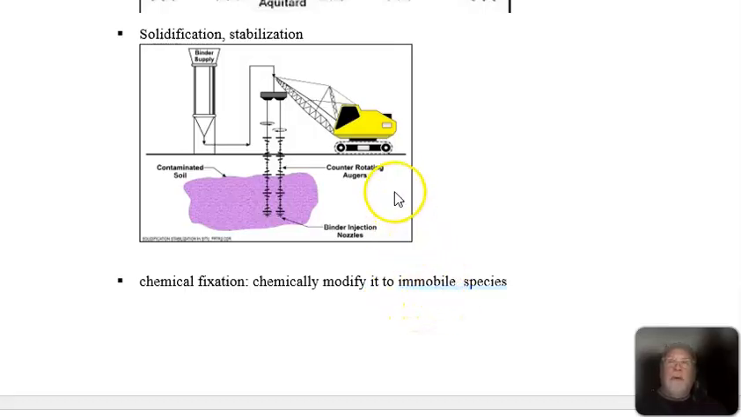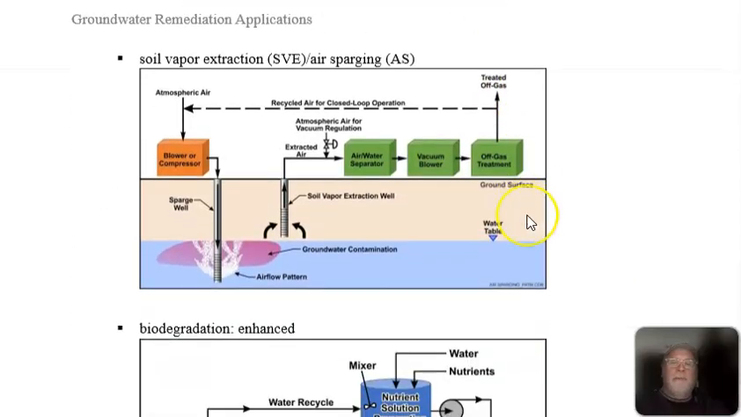For example, chromium plus 6 is toxic and mobile. Chromium plus 3 oxidation form is non-toxic and immobile. Or do I have that backwards? It's been years since I've dealt with that. That'll be something I focus on in the next video, so we'll come back to that. So you can chemically modify it so it doesn't go anywhere.